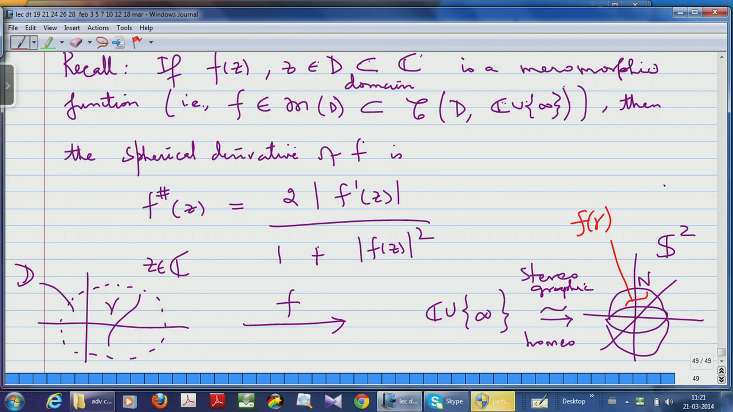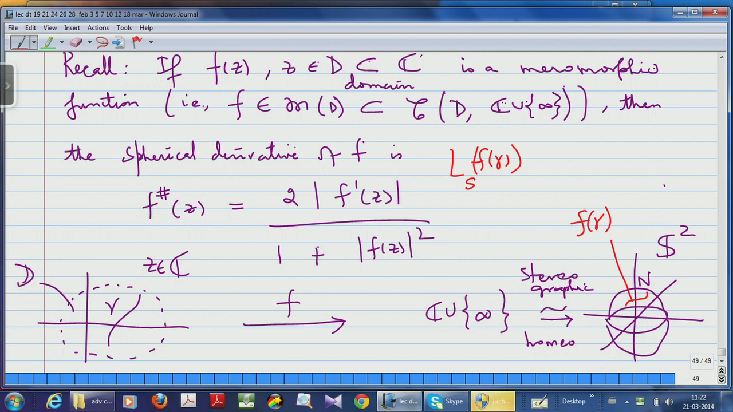What is the big deal about this spherical derivative? The big deal is that you can get the spherical length of f of gamma. You can calculate the length of that image curve. I have put subscript s for spherical length because you are computing the arc length on the sphere. And how do you get it? You get it in the following way.